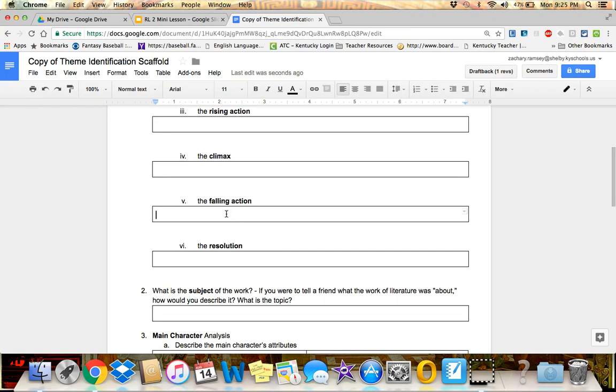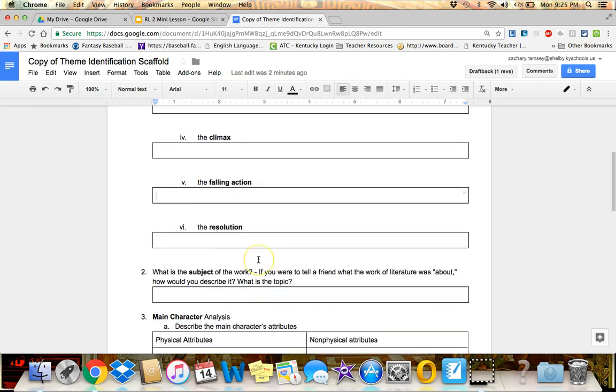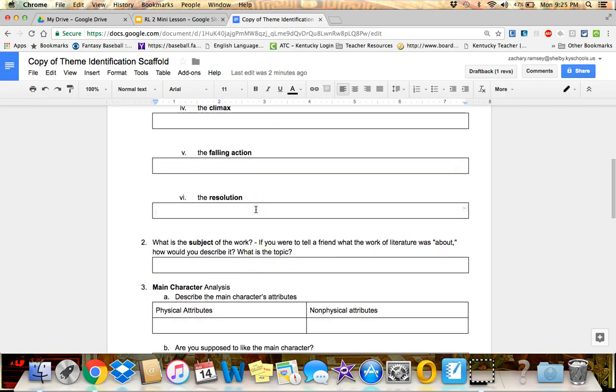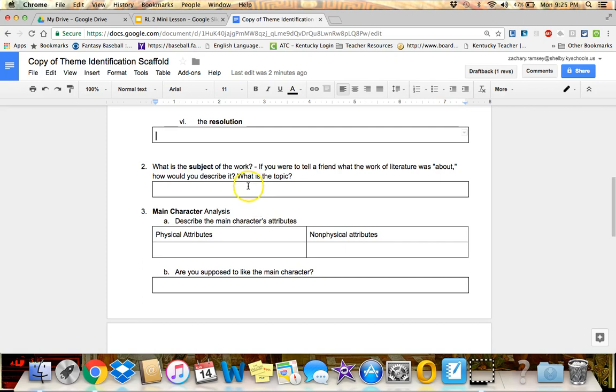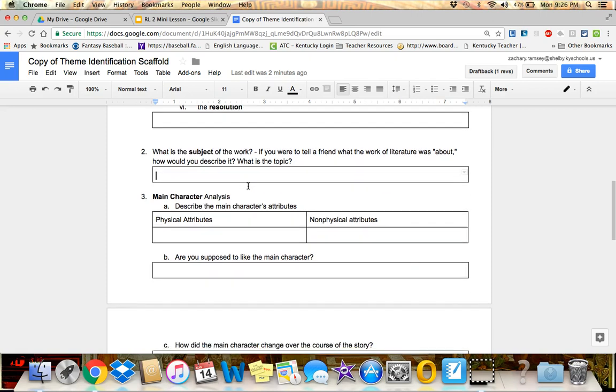After that, a one sentence summary of the falling action. So if something happens after the conclusion, in between the climax and the actual end of the story, if there's some more details in there, that's falling action. A one sentence summary of that. The resolution is how the story ends. One sentence for that. And then you have your objective summary. Now, the second question is, what is the subject of the work? If you were to tell a friend what the work of literature was about, how would you describe it? What is the topic? This is starting to help you think about what's going on in this story.